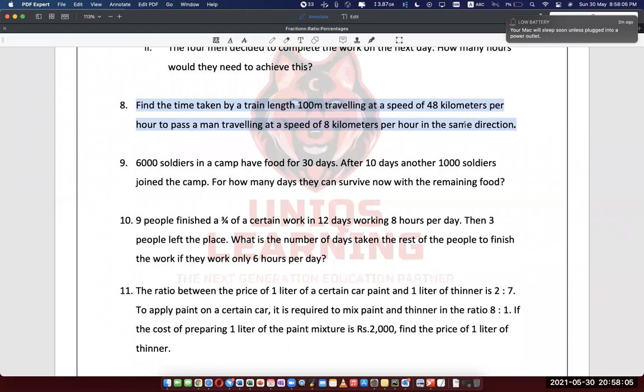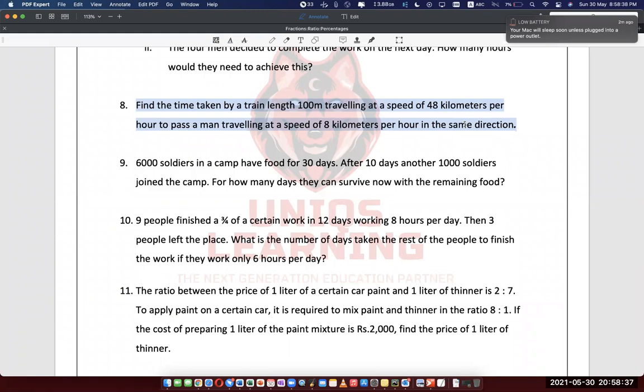So think differently. Let's say when the train is passing, the man was here. When the train is moving forward, the man is also moving forward, right? So at some point the train would have passed the man. At that point, the train will be in this position.